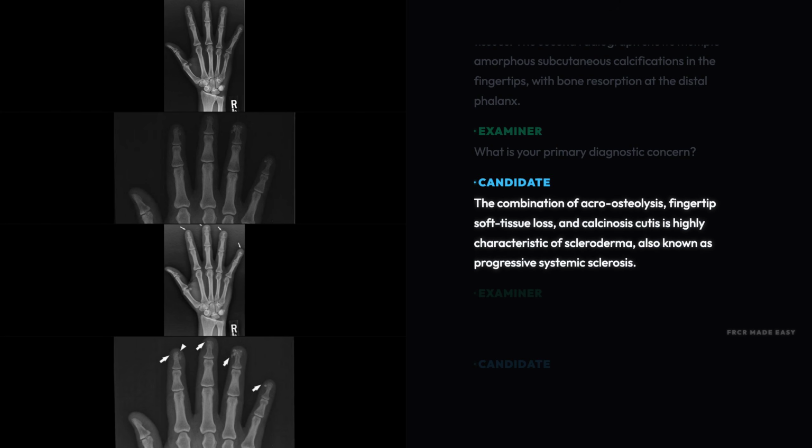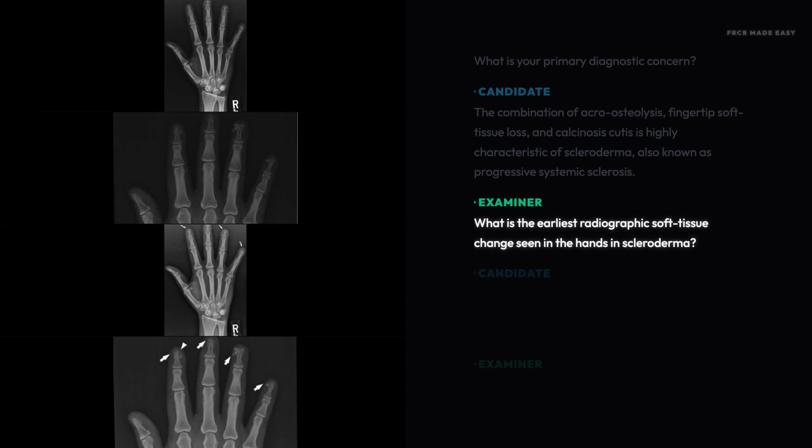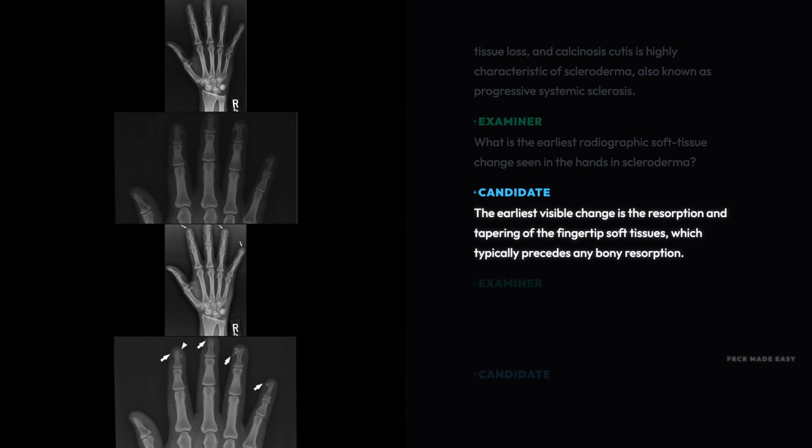The combination of acro-osteolysis, fingertip soft tissue loss, and calcinosis cutis is highly characteristic of scleroderma, also known as progressive systemic sclerosis. What is the earliest radiographic soft tissue change seen in the hands in scleroderma? The earliest visible change is the resorption and tapering of the fingertip soft tissues, which typically precedes any bony resorption.